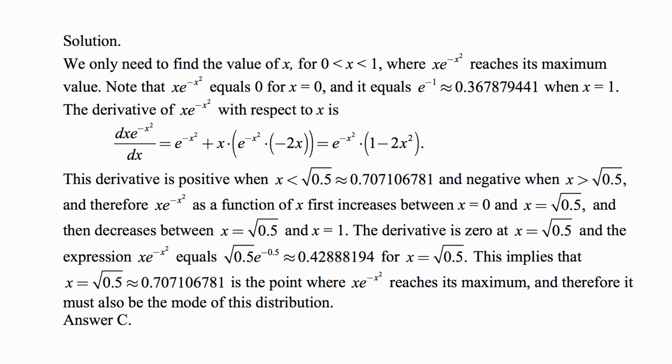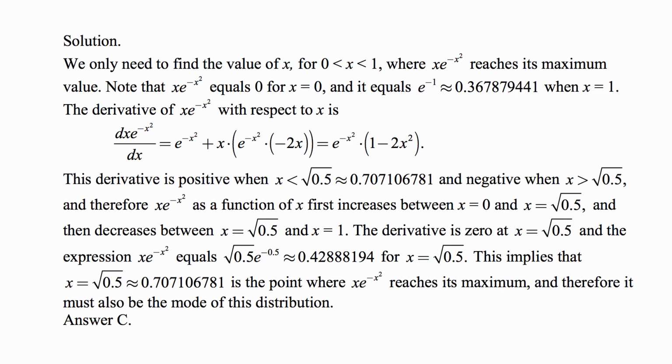So this whole expression, the derivative, is equal to e to the minus x squared times 1 minus 2x squared. And of course, e to the minus x squared is positive. So the only time when this derivative is 0 is when the expression 1 minus 2x squared is 0. And we're looking for the point where the derivative is 0 because that's a likely candidate for the maximum of that function, for the point where the function reaches the maximum.